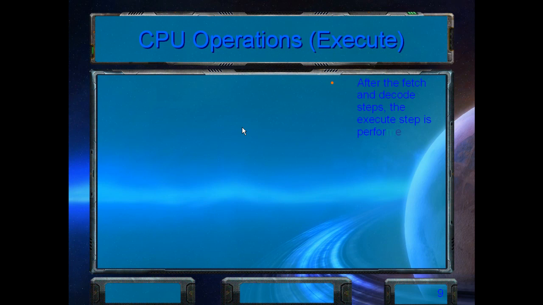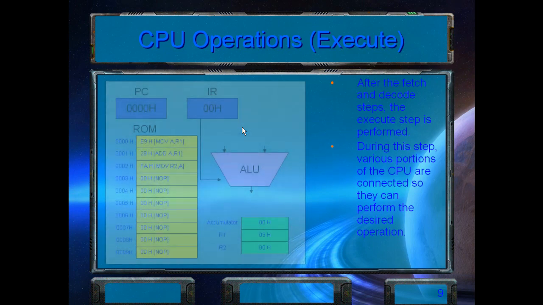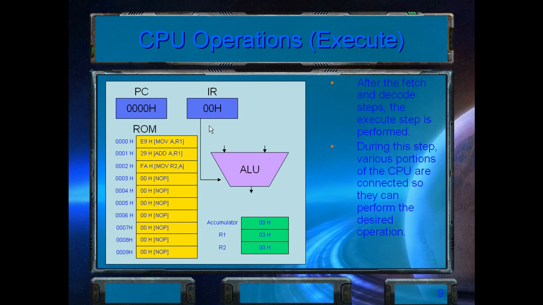After the fetch and decode steps, the execute step is performed. During this step, various portions of the CPU are connected so they can perform the desired operation. Again, from the previous example, after fetch and decode, the ALU will execute the operation. The first instruction is to add contents of R1 with nothing and store it back to the accumulator. The next instruction is to add contents of R1 and accumulator, and store it back to the accumulator. And the last instruction is to add contents of accumulator with nothing and store it back to R2.